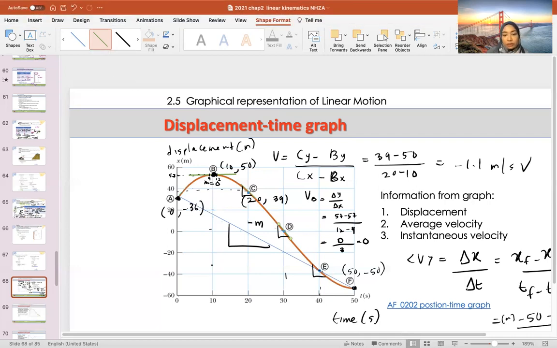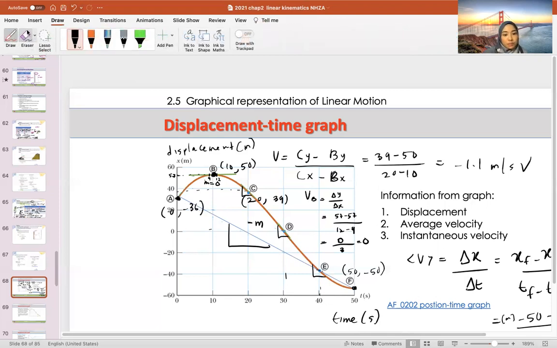So any questions about the displacement time graph? To find the displacement, to find the average velocity, and to find the instantaneous velocity. Semua orang faham tak? Confused ke ataupun faham? Kalau confused kat mana? Okay, let me repeat myself. Untuk displacement, kita terus cari directly from the graph. Let's say, what is the displacement at time 30? So terus tengok graph. At time 30, the displacement is 0. So that is how you use the displacement time graph to find out the displacement.